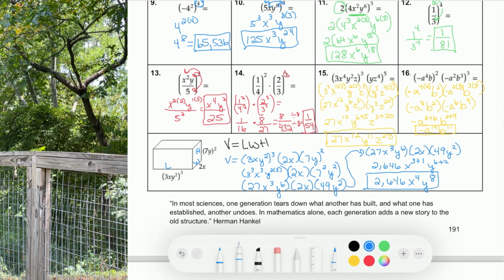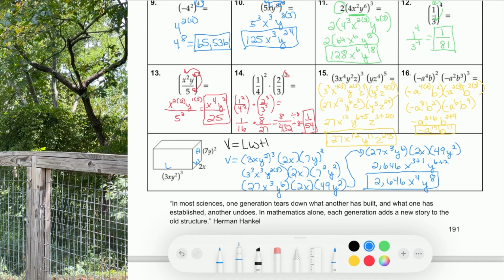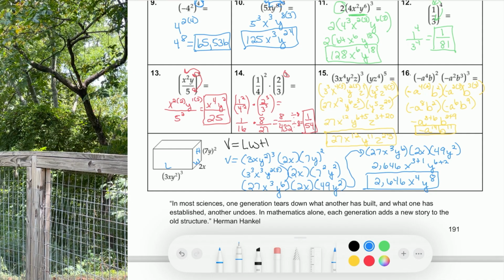All right, let's look at our quote. In most sciences, one generation tears down what another has built, and what one has established, another undoes. In mathematics alone, each generation adds a new story to the old structure. Herman Hankel.